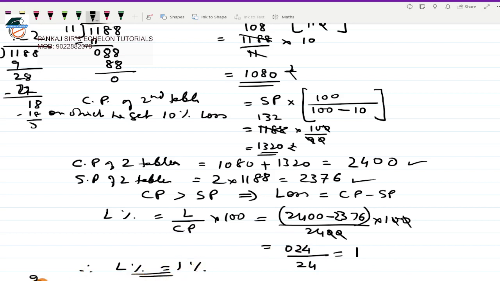So in the total transaction, loss percent is 1%. That's the answer for the third one. And with this, I'm coming to the end of today's session, in which we did 3 questions so far.